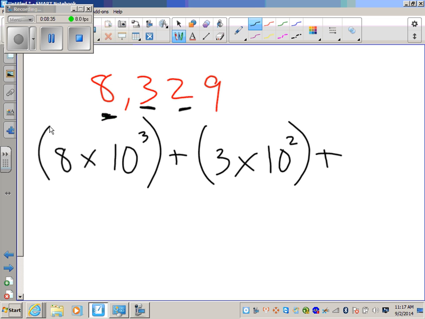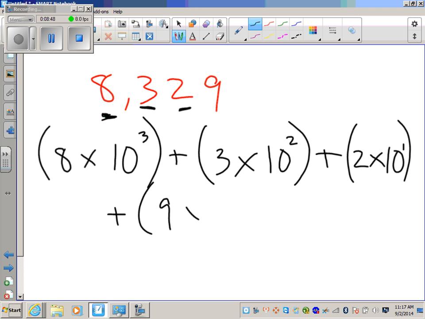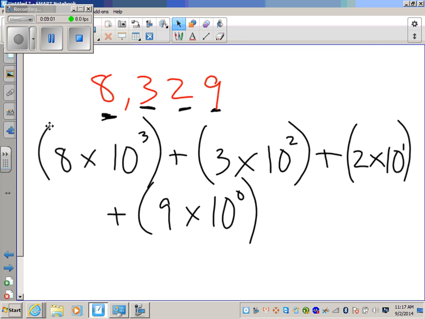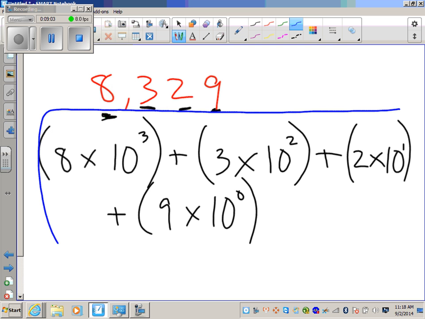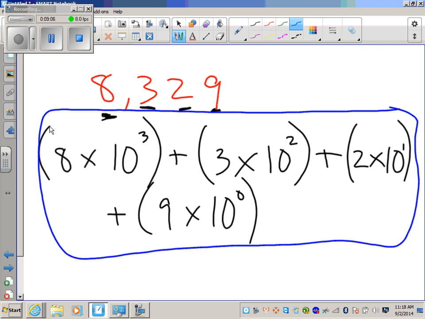Now the 2, how many places come after the 2 before you get to the decimal? Brett? 1. And then finally, the 9. And it doesn't look like there are any places after it. Okay, so your final answer is going to look like this. So when you do this for homework, and they ask you to put it in expanded form using powers of 10, that's what it's going to look like.